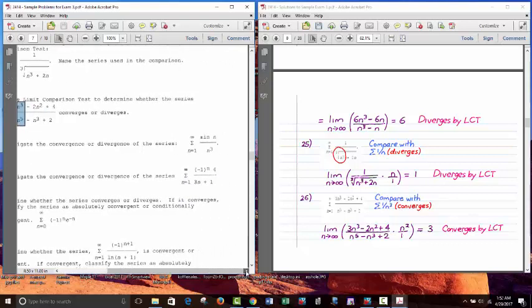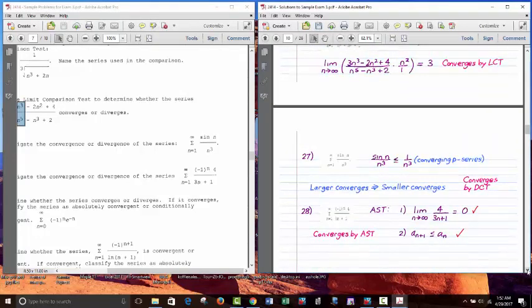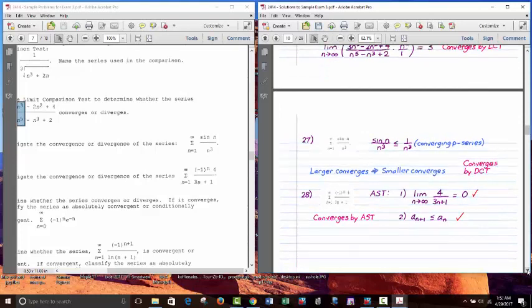So let's see what 27 says here. Sine of n over n cubed. This should be direct. Yeah, converges by DCT, direct comparison test. Yes, because sine of n over n cubed would always be less than or equal to 1 over n cubed. And direct comparison means larger converges, smaller converges. And larger definitely converges because it's a converging p-series, 1 over n cubed.